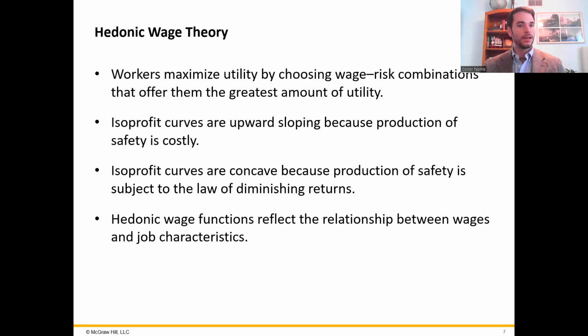Okay. I think we're getting pretty late, so I'm going to stop here and we will pick up with the hedonic wage theory in the next lecture.